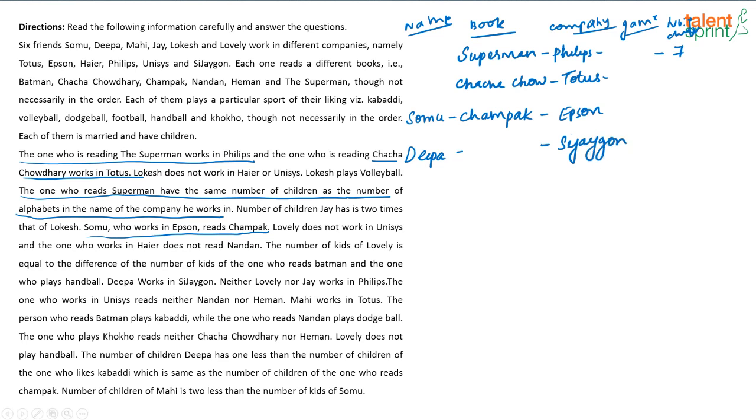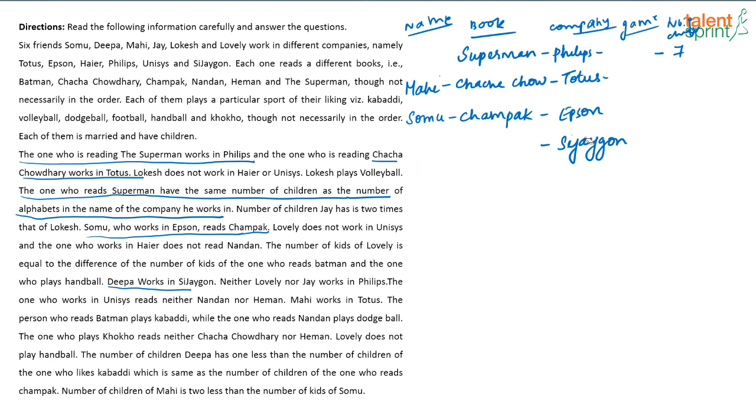We don't know which book she reads. Neither Lovely nor Jay works in Philips. The one who works in Unisys reads neither Nandan nor He-Man. Mahi works in Totus. The person who reads Batman plays Kabaddi, and the one who reads Nandan plays dodgeball.